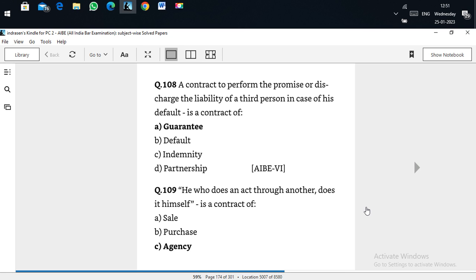A contract to perform the promise or discharge the liabilities of a third person is called a contract of guarantee. He who does not act through another does so by himself is the principle of agency.